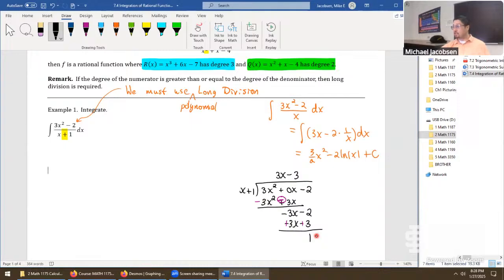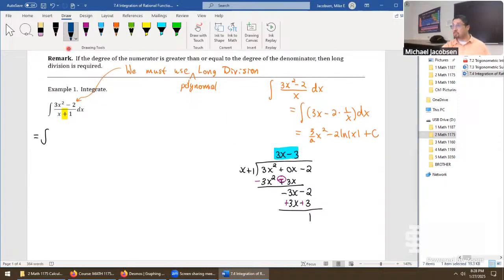And that's our remainder. The big strategy now, once you have all this, is to put it all together and say, you are now integrating. Put in, this can benefit from some color coding. Put in this part, 3x minus 3.